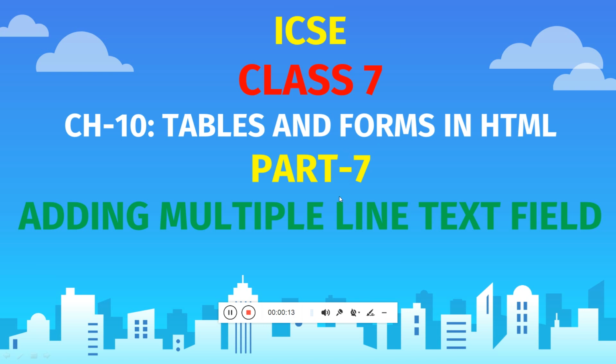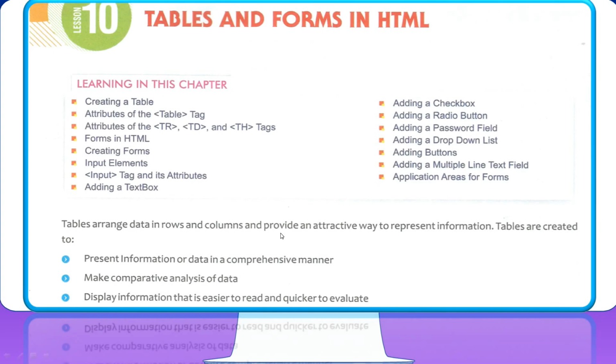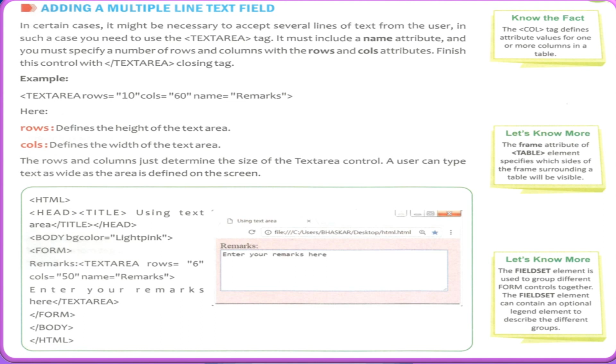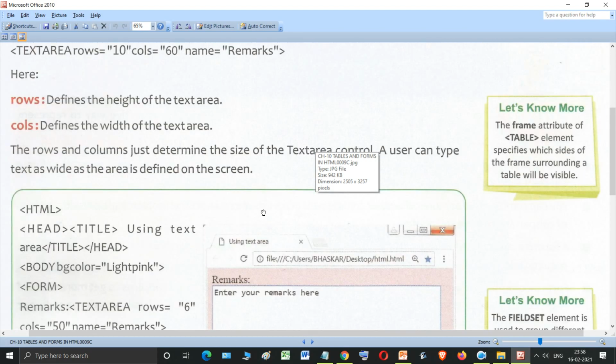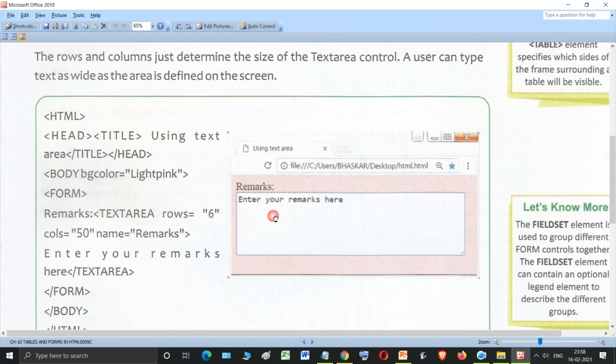Students, in this part, we are going to see how to add a multiple line text field in our HTML forms. First things first, let us understand what exactly a multiple line text field is. As the name suggests, a multiple line text field is nothing but a field like this where you can enter multiple lines of text.